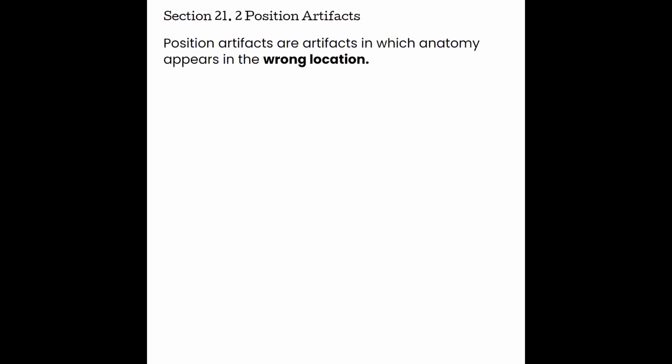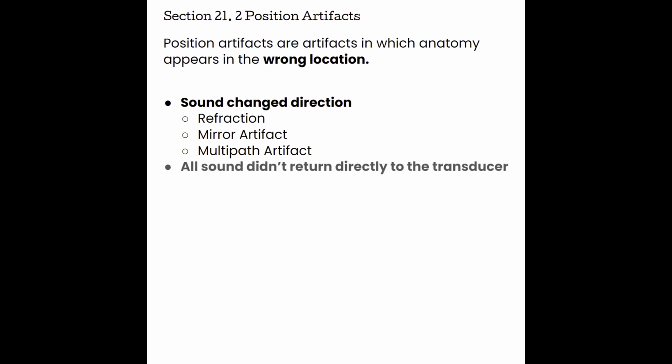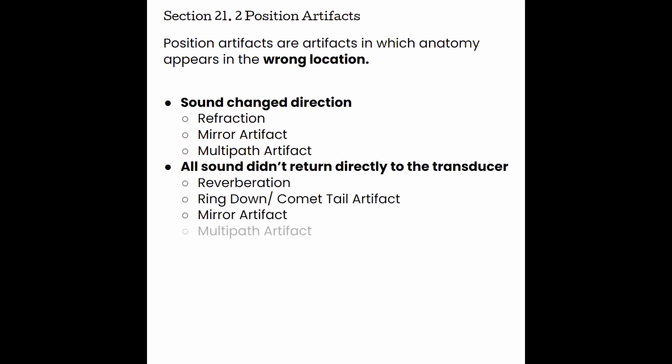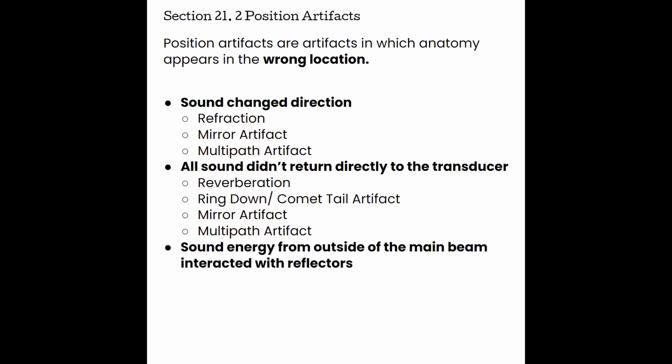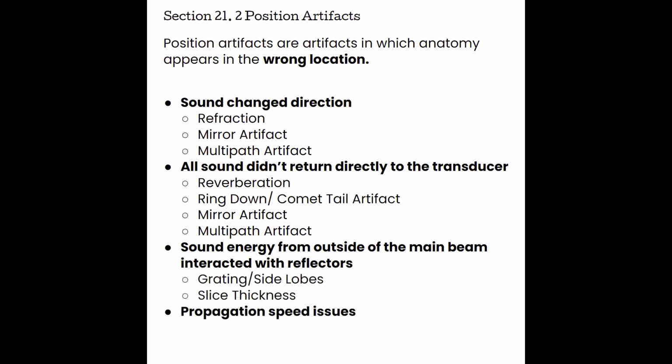Section 21.2, Position Artifacts. Position artifacts are artifacts in which anatomy appears in the wrong location. Anatomy can be displayed in the wrong location because sound changed directions, and we'll see that with refraction, mirror artifact, and multipath artifact. All the sound didn't return directly to the transducer, like we see with reverberation, ring down or comet tail artifact, mirror artifact, and multipath artifact. Sound energy from outside of the main beam interacted with reflectors, as we see with grating and side lobes and slice thickness, or propagation speed issues, such as we see with speed error and range ambiguity.